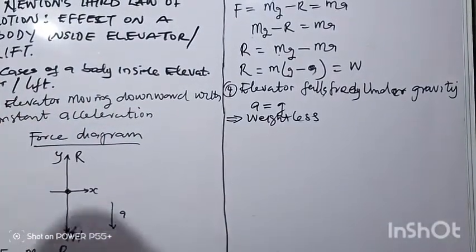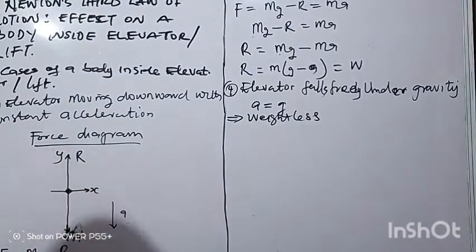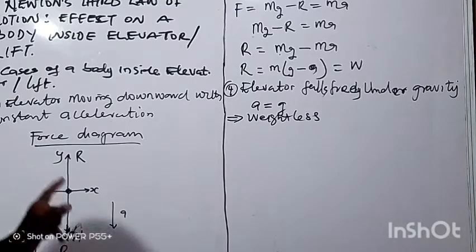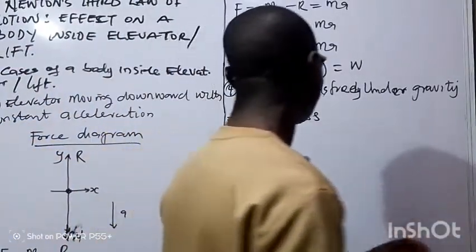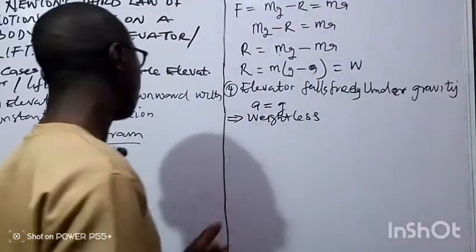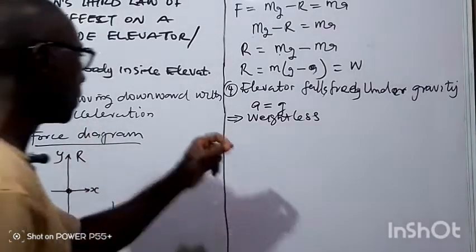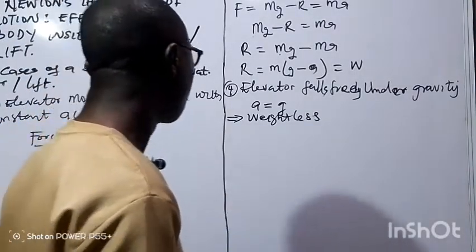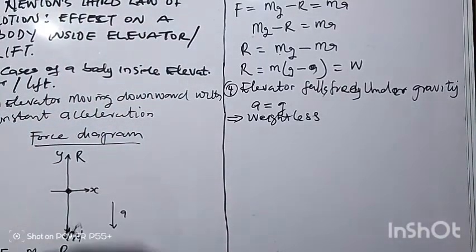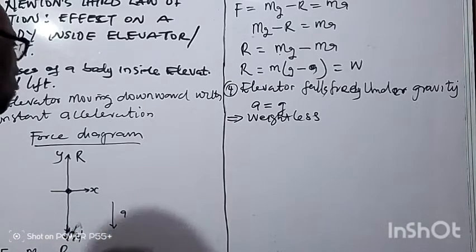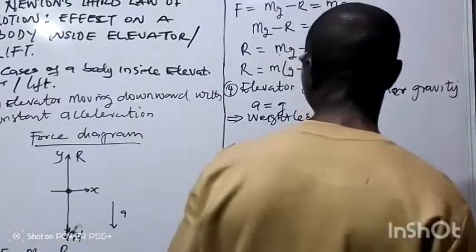the elevator, the effect of Newton's third law of motion on the body inside the elevator. In case number 1, we said when the elevator is moving with constant velocity, definitely the acceleration will be equal to 0. Then we said the resultant force on the object will be equal to 0. Therefore, the reaction on the floor of the elevator will be equal to the weight of the object, which is the action.